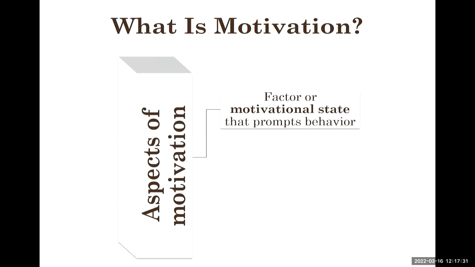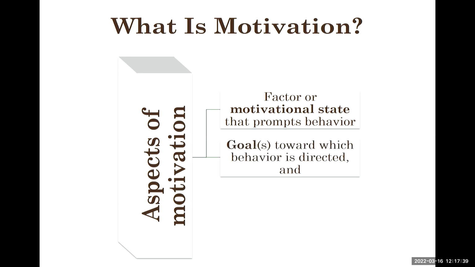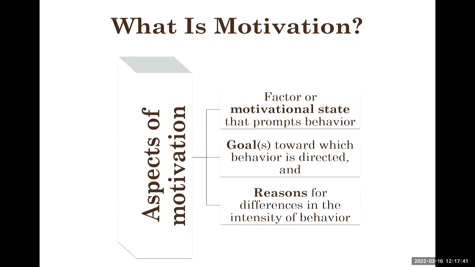So there are different aspects of it. The factor or motivational state that prompts the behavior, that's the arousal, okay? The goal towards which the behavior is directed, and the reasons for differences in the intensity and duration of the behavior. Still, again, we come down to the basic question, why do we do things? That's what we're trying to answer here.